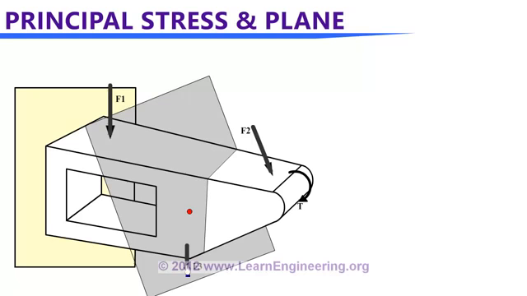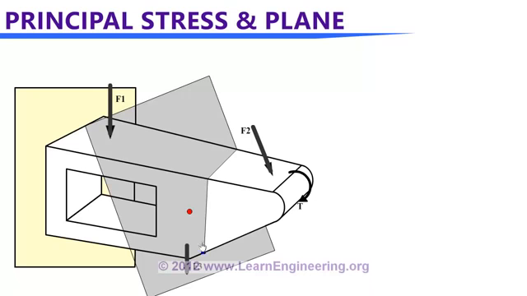In fact, there could be infinite number of planes passing through this point, and normal stress values on each plane will be different from one another. But there will be one plane on which the normal stress value will be maximum, and that plane will be known as principal plane, and normal stress on that plane will be known as principal stress.